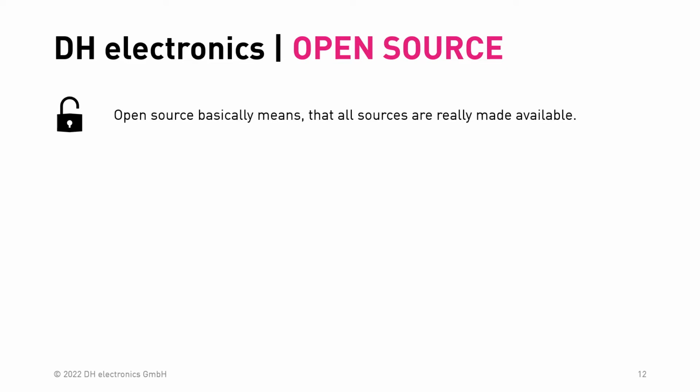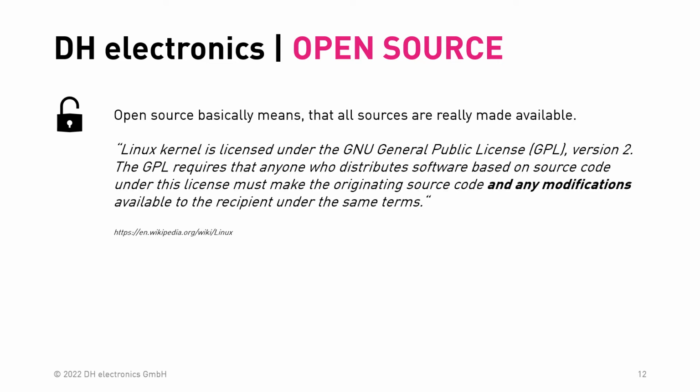The next topic is open source. So I think this is a really big topic here. Please have a detailed look at the software parts, because software can really create hidden costs or additional costs in your project. Open source basically means that all sources are really made available, but we must also have a look at the license topic. If we have a closer look at the Linux kernel, we see that the Linux kernel is licensed under the GPL v2 license. And this license tells us that the sources are really made available, but also any of its modifications.